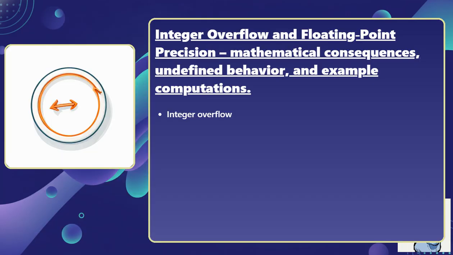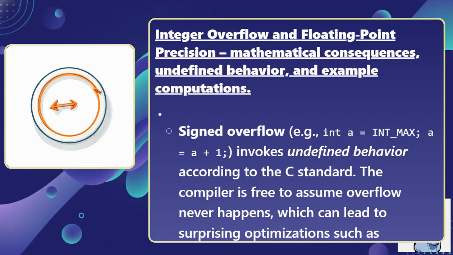Integer overflow. Signed overflow, for example, int a = INT_MAX; a = a + 1, invokes undefined behavior according to the C standard. The compiler is free to assume overflow never happens, which can lead to surprising optimizations such as removing the addition entirely.